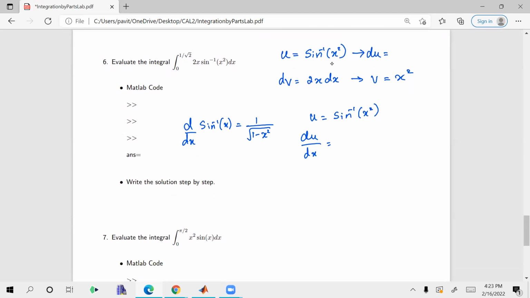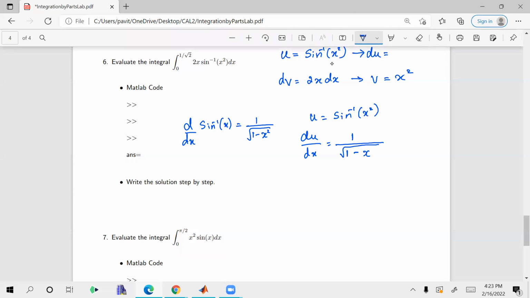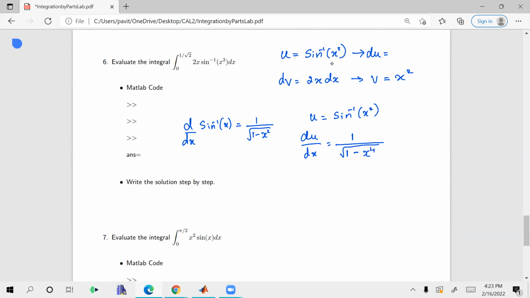So we will apply the same formula here, 1 divided by square root of 1 minus x to the power of 4. Why 4? Because we have x square here, and it gets squared. So this becomes x to the power of 4.